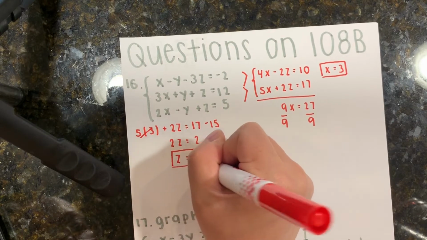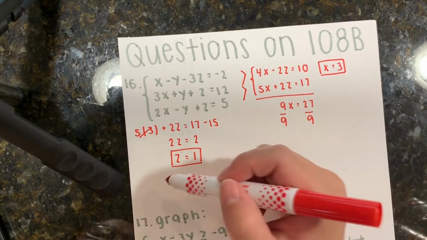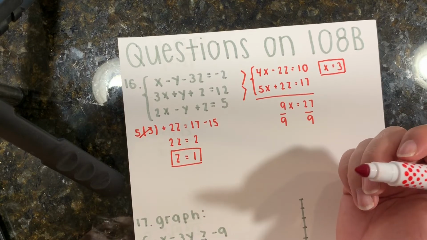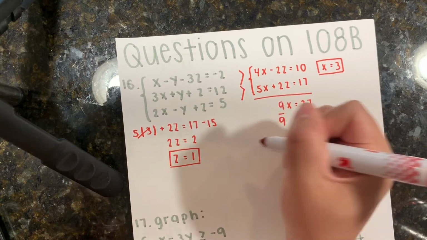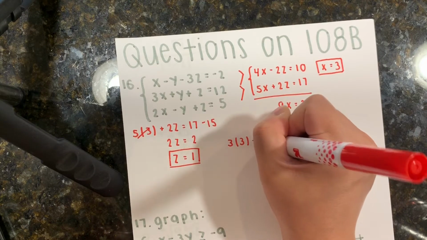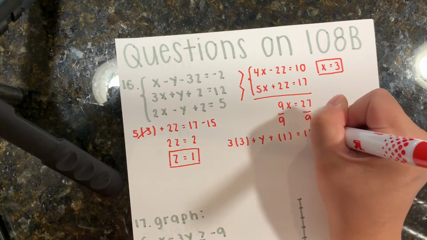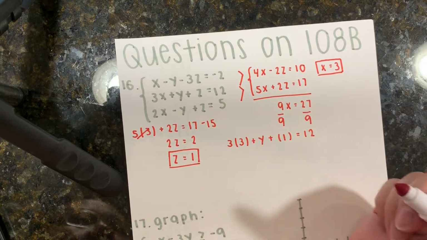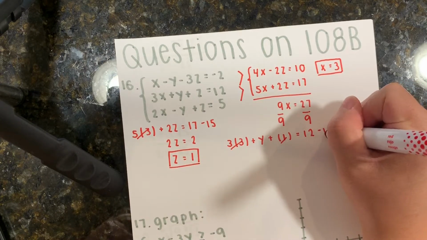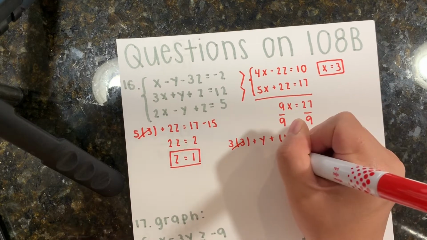And lastly, I need to solve for what y is equal to. I'm going to take both my x and my z and plug them into one of the three equations. Let's just pick the middle one. So I'm going to do 3 times 3 plus y plus 1 equals 12. Well, 3 times 3 is 9, plus 1 is 10. So when I move it to the other side, I'm going to subtract 10, which means that y is equal to 2.